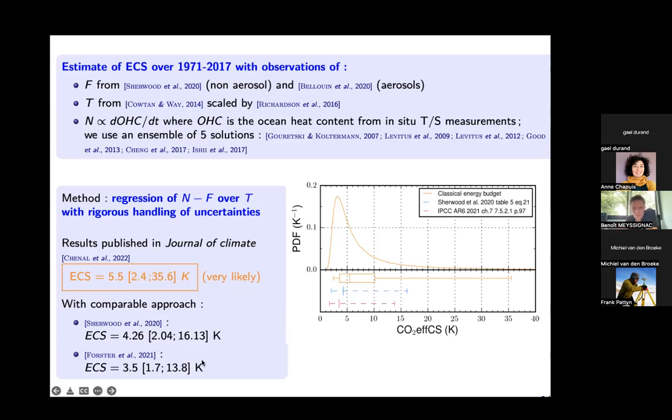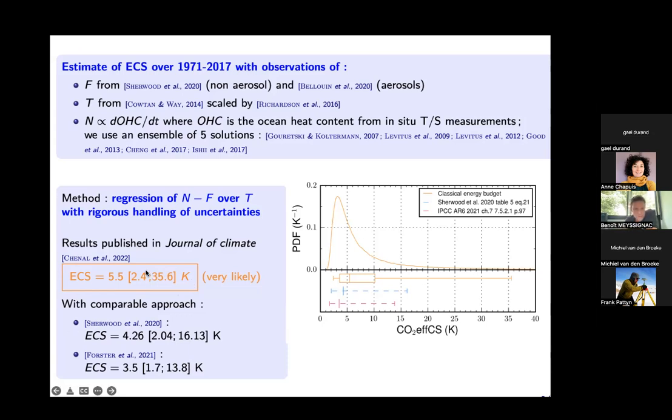However, whatever high-end estimate you have here, 13.8 Kelvin, 16.13 Kelvin, or our estimate of 35.6 Kelvin, the difference between these estimates is not significant, because it means a difference in lambda of 0.1 watt per square meter per Kelvin. It's not a difference we can make from observation. So it is actually equivalent to what you have here. It's just a small change of 0.1 watt per square meter per Kelvin at the high end that leads to these large numbers. So that's not the most interesting part.